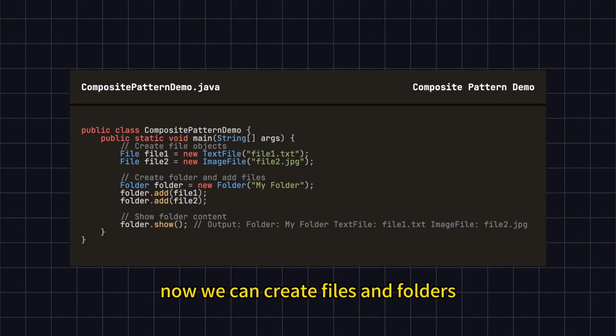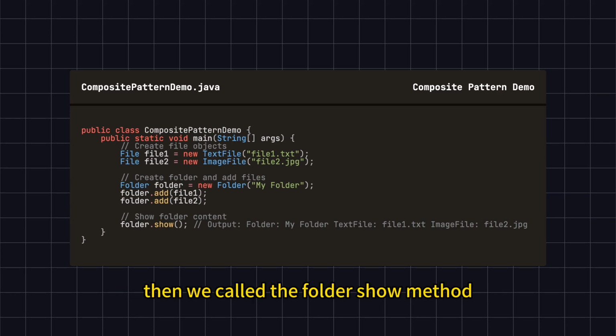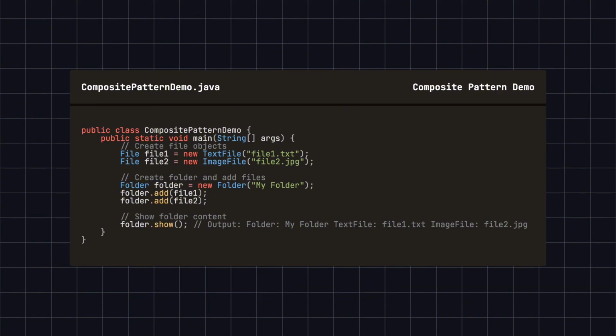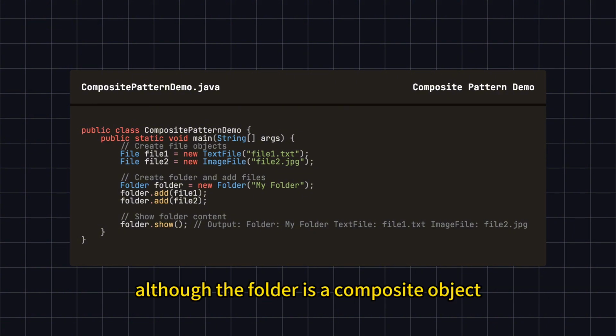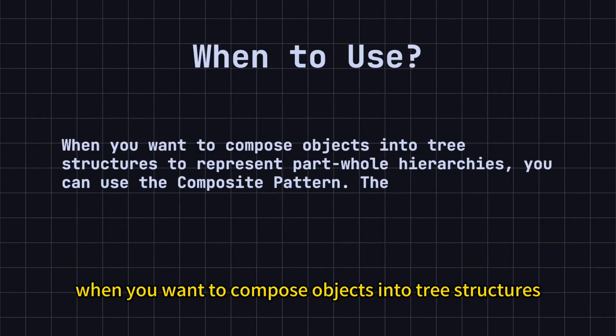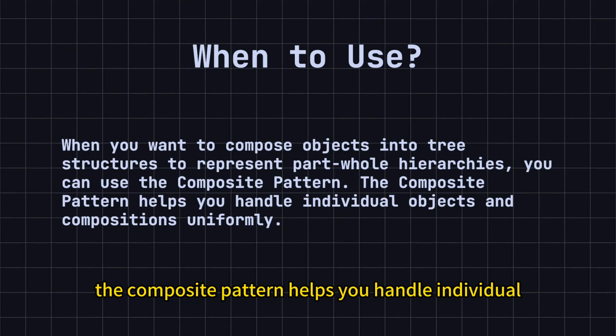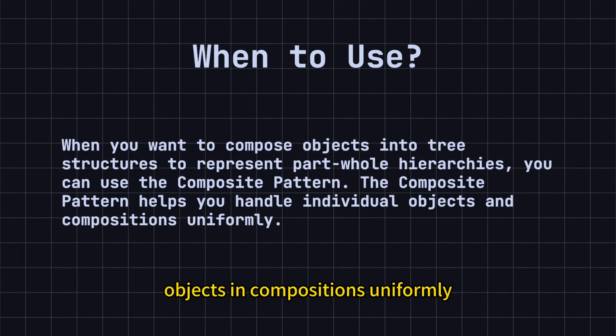Now, we can create files and folders and call their show methods. In the code here, we created a text file and an image file and added them to a folder. Then, we called the folder's show method to display all its children. As you can see, although the folder is a composite object, we can still treat it like a single file and handle it uniformly. So, when should we use the composite design pattern? When you want to compose objects into tree structures to represent part-whole hierarchies, you can use the composite pattern. The composite pattern helps you handle individual objects and compositions uniformly.